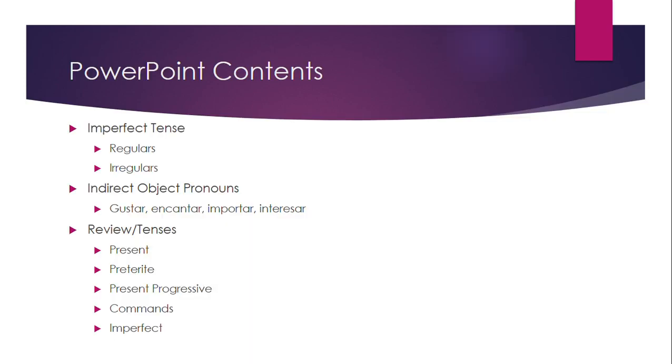First, you're going to learn a new verb tense. It's called the imperfect tense. And as you all know, with Spanish, we have our regulars, which follow the standard rules, and then we have our irregulars, and you all will learn both for this unit.